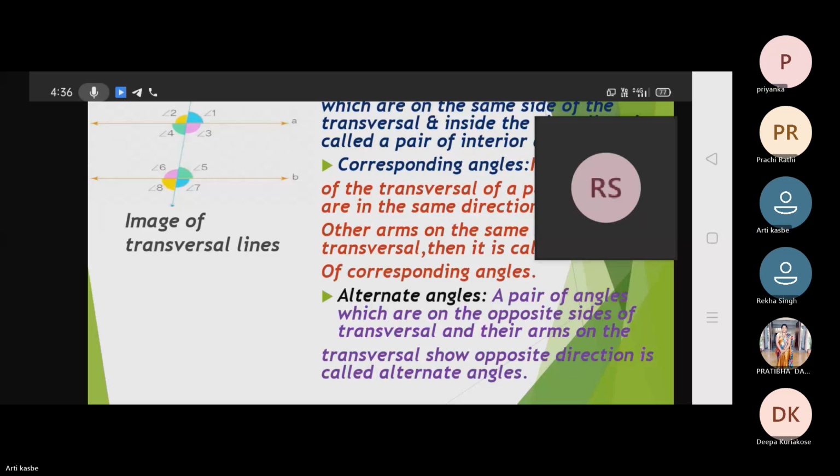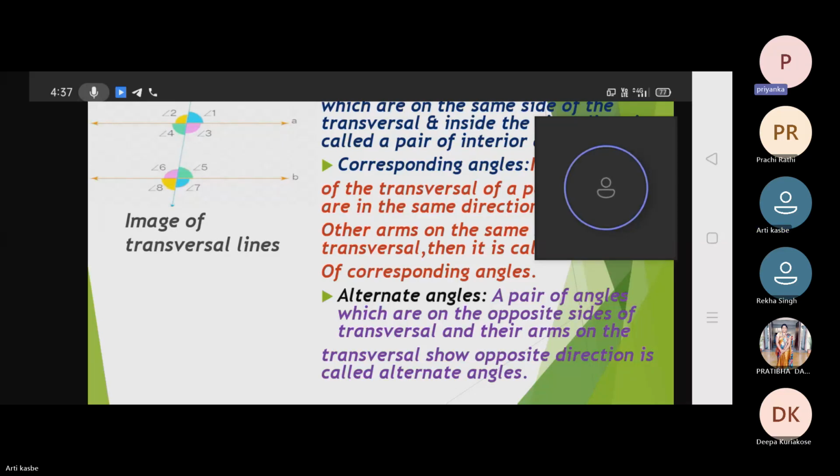Yes. Next is alternate angles. A pair of angles which are on the opposite sides of the transversal, and their arms on the transversal show opposite direction, is called alternate angles. Now tell me, which numbers are alternate angles?